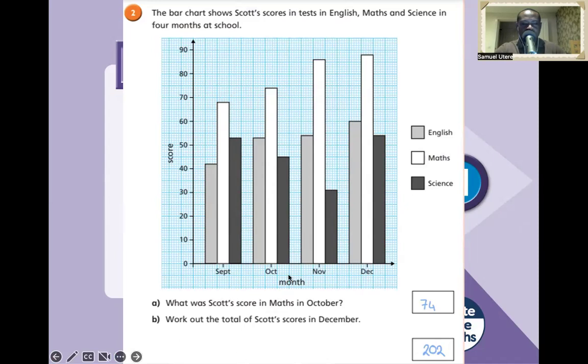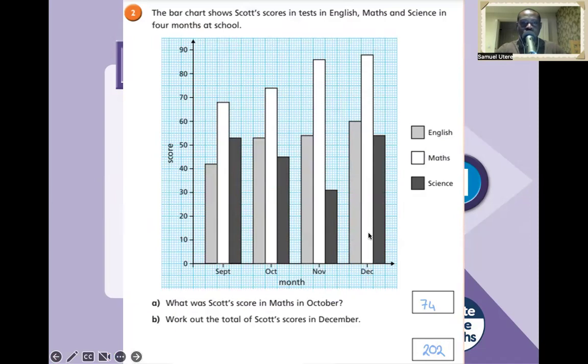And then next you ask, work out the total of Scott's scores in December. So in December, the total of all his scores will be maths, English, and science added all together.